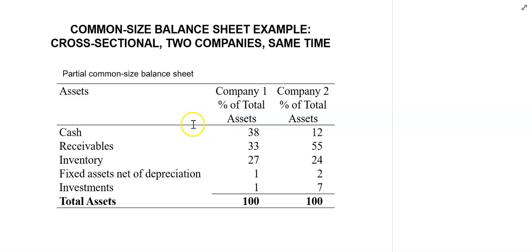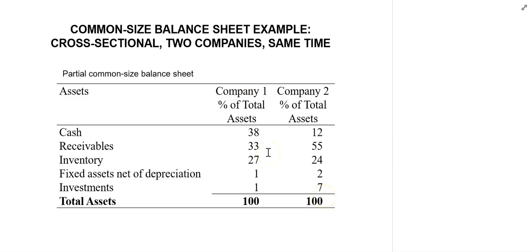On this slide here, we have the common size vertical analysis provided for company 1 and company 2. Every item in the balance sheet is presented as a percentage of total assets, and we see company 1 has more cash as a percentage of total assets relative to company 2, and similarly company 2 has more receivables relative to company 1. Company 2 also has relatively lower inventory as a percentage of total assets, but has more fixed assets and more investments as a percentage of total assets relative to company 1.